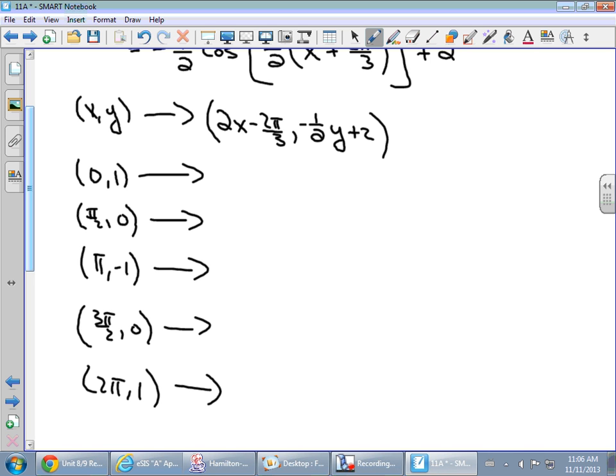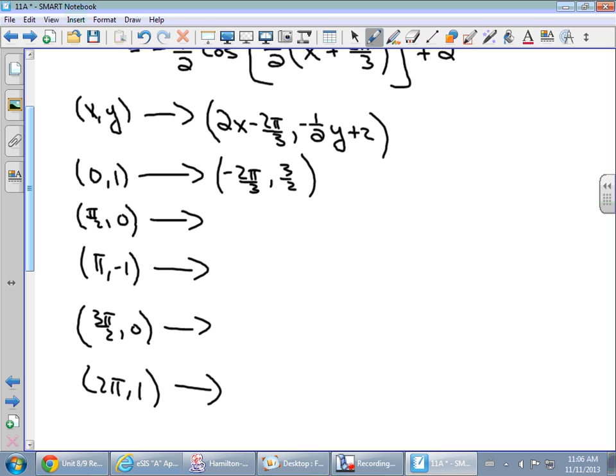Zero times 2 is 0. Subtract off negative 2 pi is negative 2 pi over 3. 1 times negative 1/2 is negative 1/2. Added to 2 is 3 over 2. Again, don't use decimals. I always use exact values.